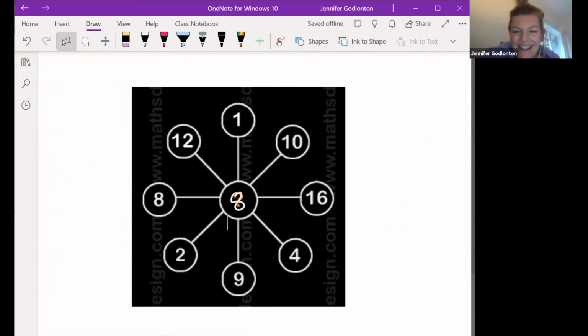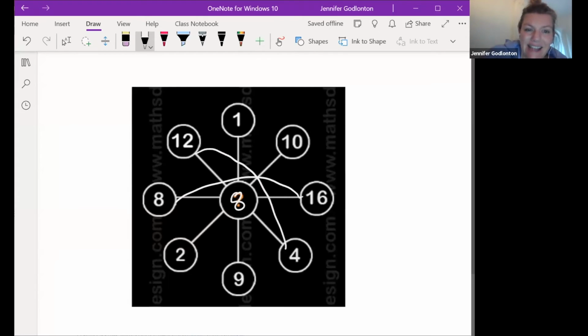Okay, it's definitely 8. So if we take our bigger number and subtract our smaller number, 12 minus 4 gives us 8. 16 minus 8 gives us 8. 10 minus 2 gives us 8. 9 minus 1 gives us 8. And so we would be doing the same thing. We're just taking the one number minus the other one.